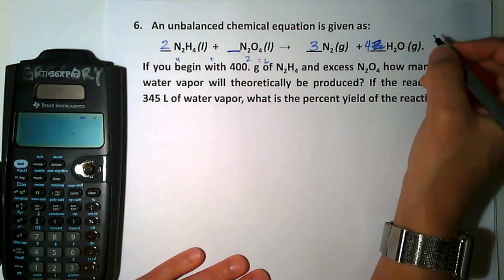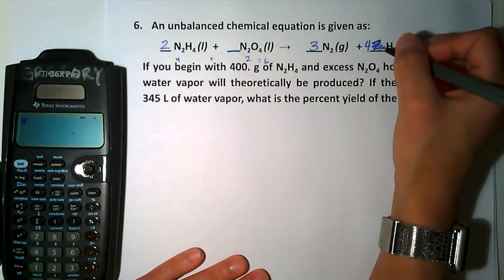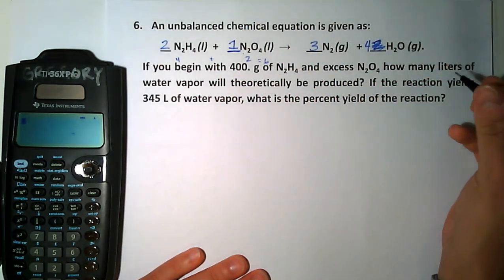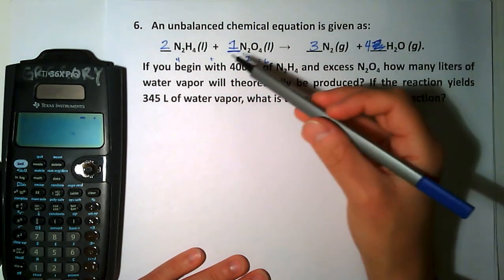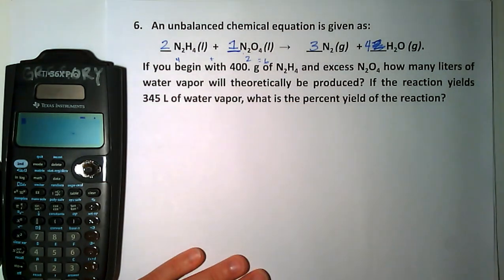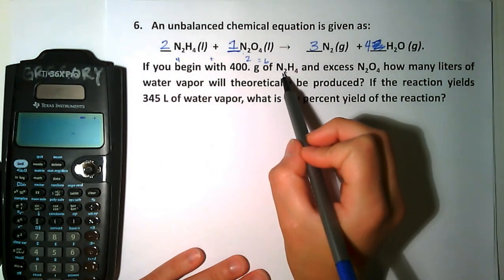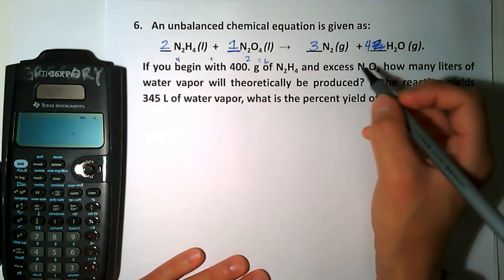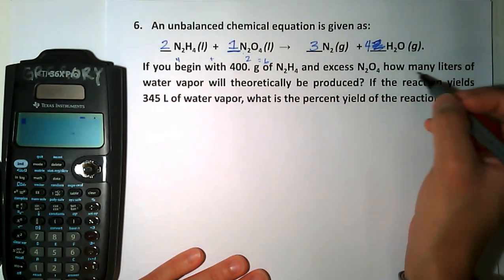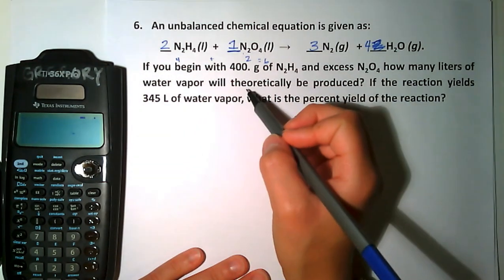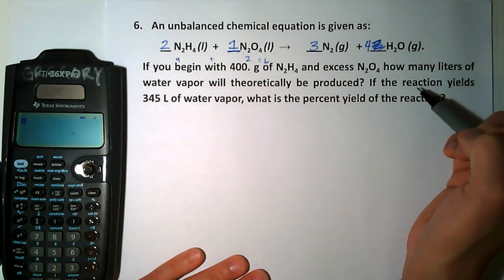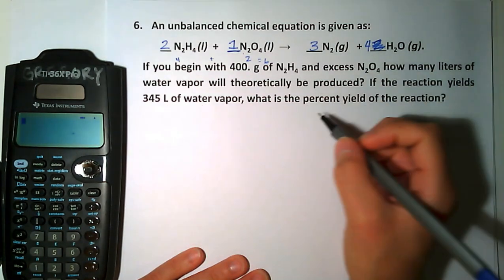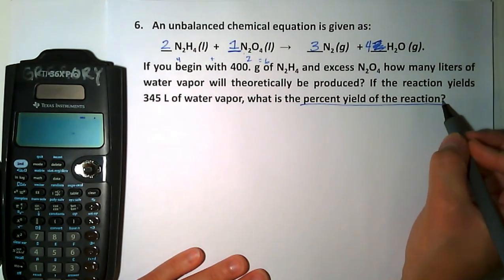It's a little bit of a tricky one because you had to change a coefficient more than once. So now I'll fill in a 1 here, and we have a correctly balanced equation. So let's continue to look at our problem. It says if you begin with 400 grams of N2H4 and excess N2O4, so we have tons of extra of this, how many liters of water vapor will theoretically be produced? If the reaction yields 345 liters of water vapor, what is the percent yield of the reaction?